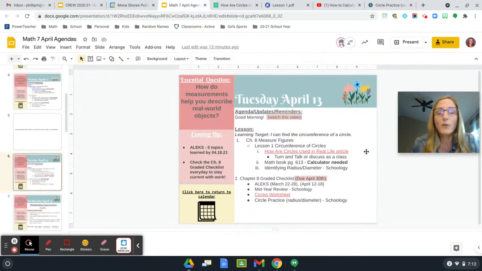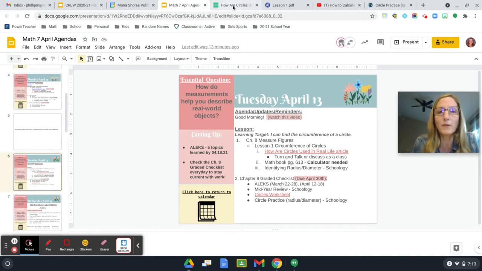Okay. And so after you go through that article and read it, then you could either discuss as a class or do a turn and talk. And what I'd like you to talk about is, if you do a turn and talk, each partner should have 2 examples of what they learned within that article, meaning what are 2 examples of how circles are used in real life. And if you can, try to pick something from each section.